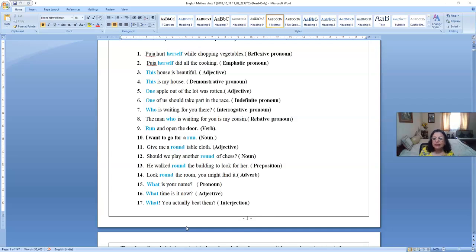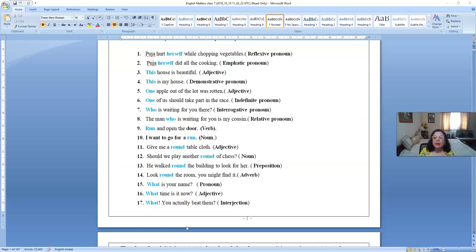Now this house is beautiful. Which house? This house. So it is an adjective. It is a demonstrative adjective. This is my house. Now this becomes a demonstrative pronoun. It is used instead of the house. So it becomes a demonstrative pronoun.